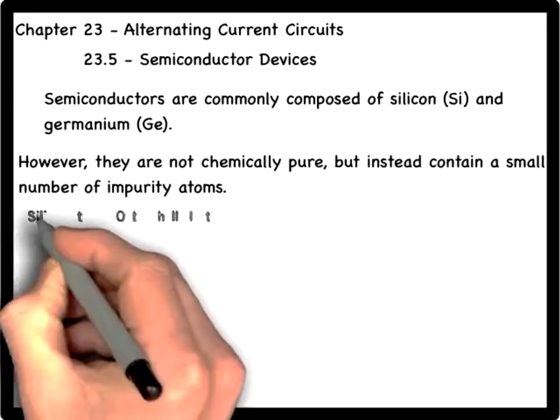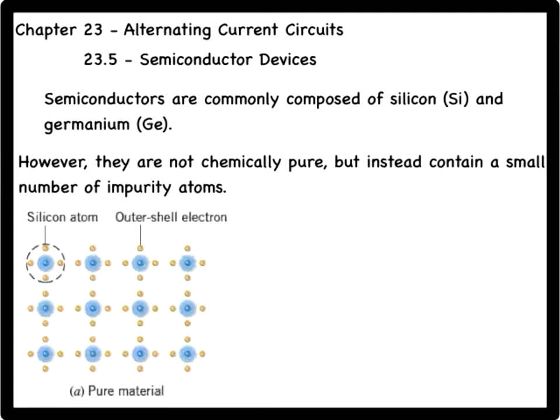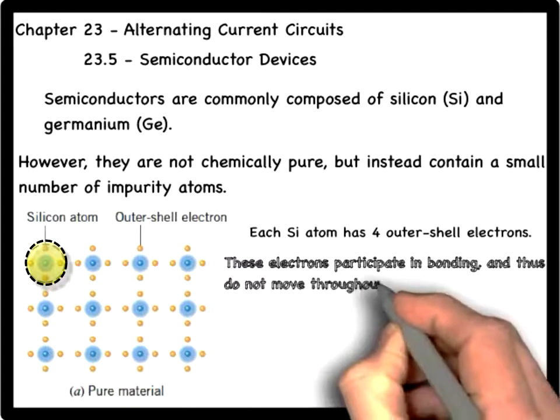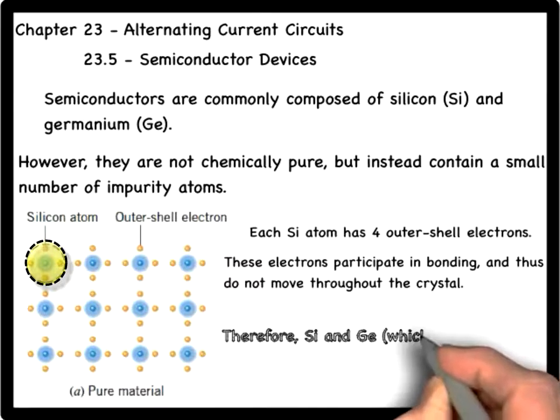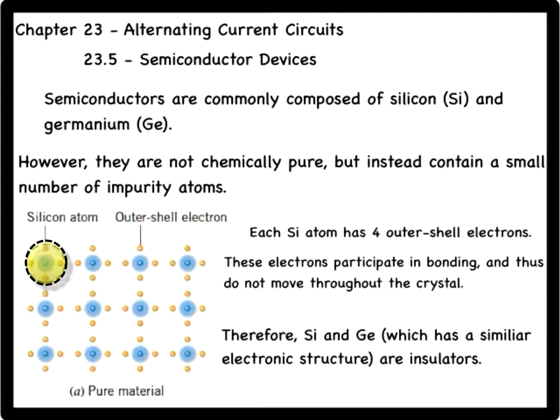The figure shows an array of atoms that symbolizes the crystal structure in pure silicon. Each silicon atom has 4 outer shell electrons, and each electron participates with the electrons from neighboring atoms in forming the bonds that hold the crystal together. Since they participate in forming bonds, these electrons generally do not move throughout the crystal. Consequently, pure silicon and germanium are not good conductors of electricity.